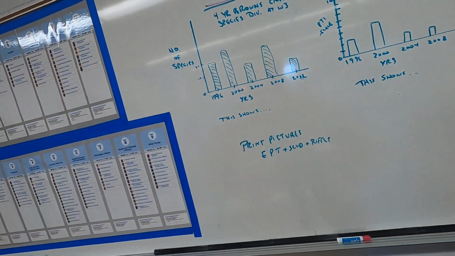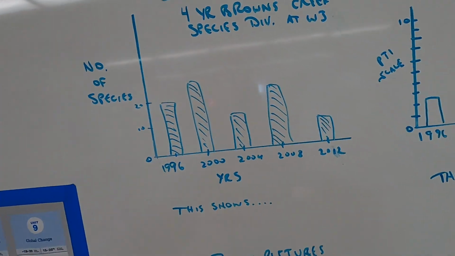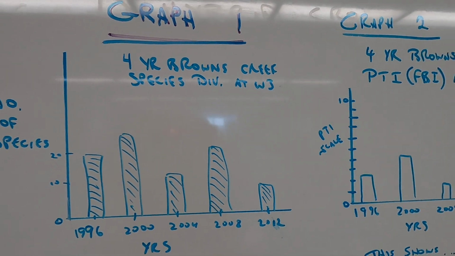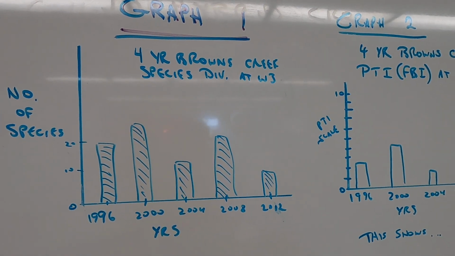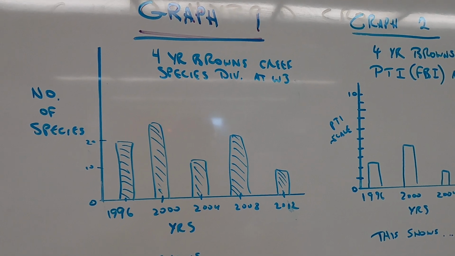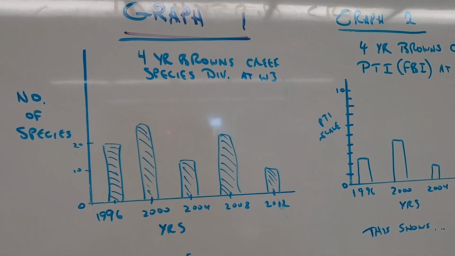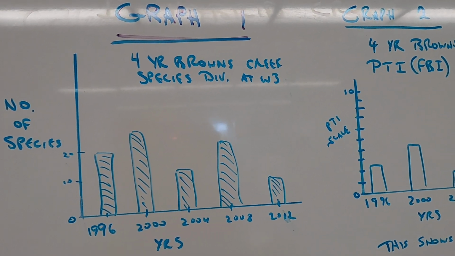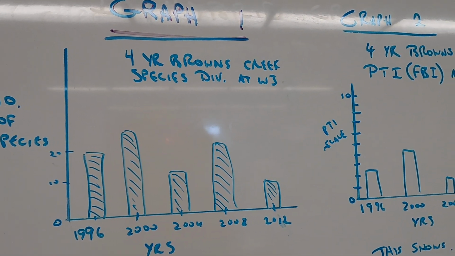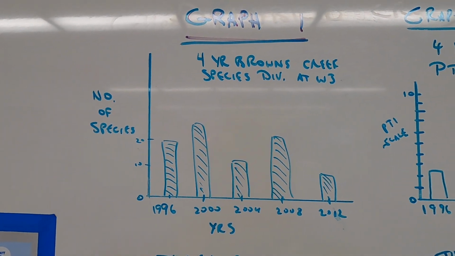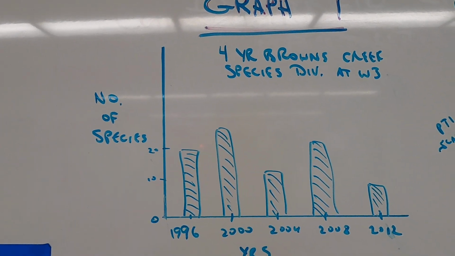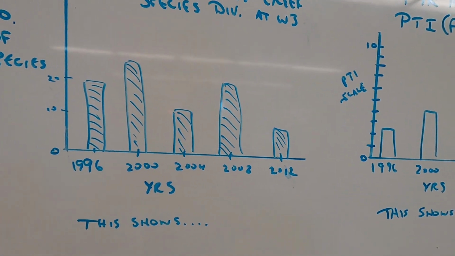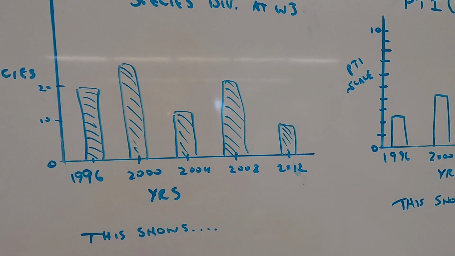So here it is. Here might be your first graph. And you can see I've got a decent title. I neglected to put a word on there. I'd probably put down a word like 4-year increments, Browns Creek species diversity. And then I pretended I was at W3, the upstream site, but it would be worth noting that for the reader of your graph. And then over here, the number, how many different species on the side. And then down here are your years. And if you want to connect dots and make a line graph instead of a histogram, that'd be fine.